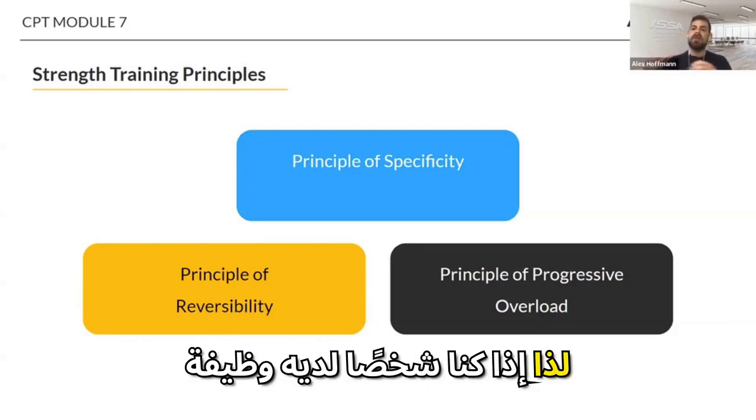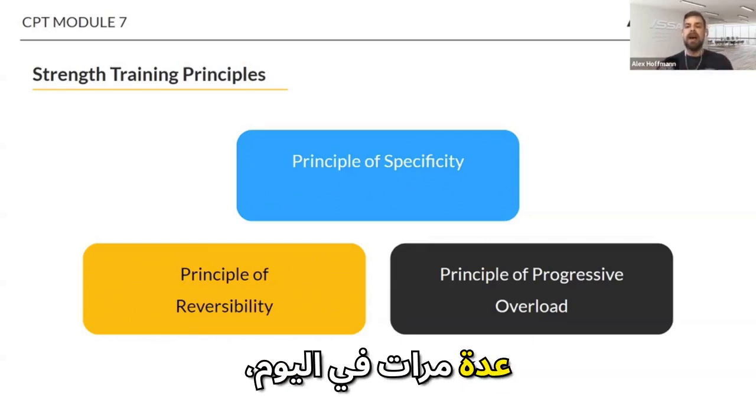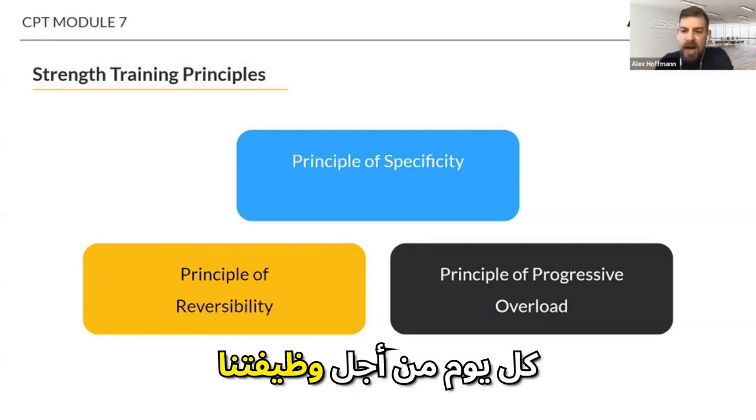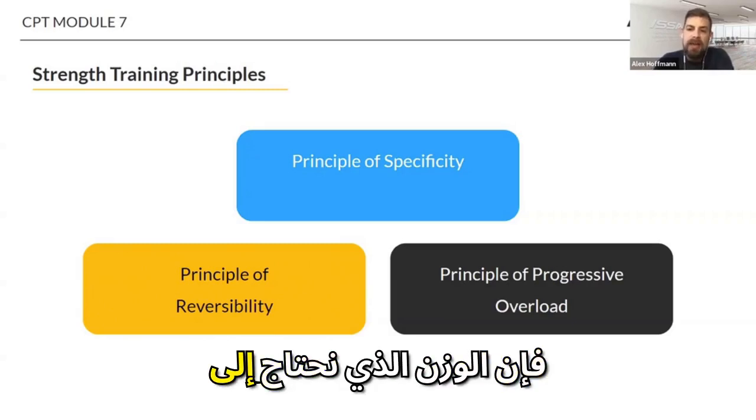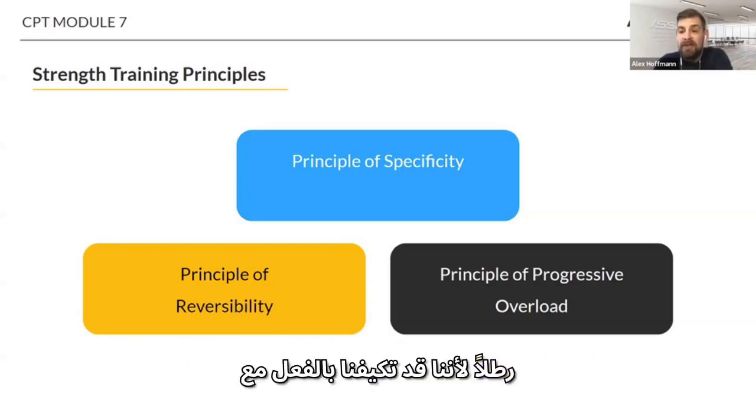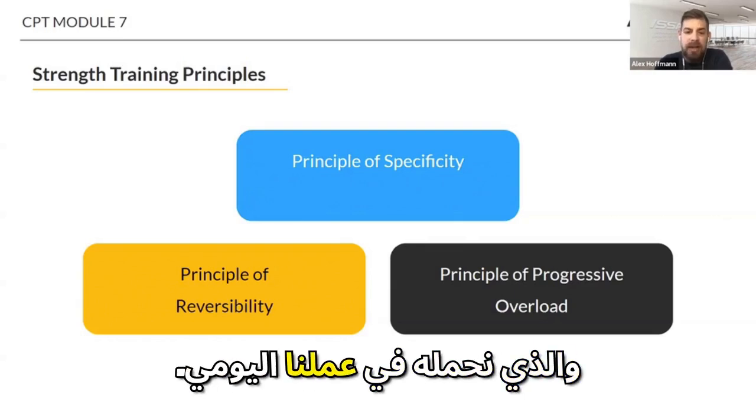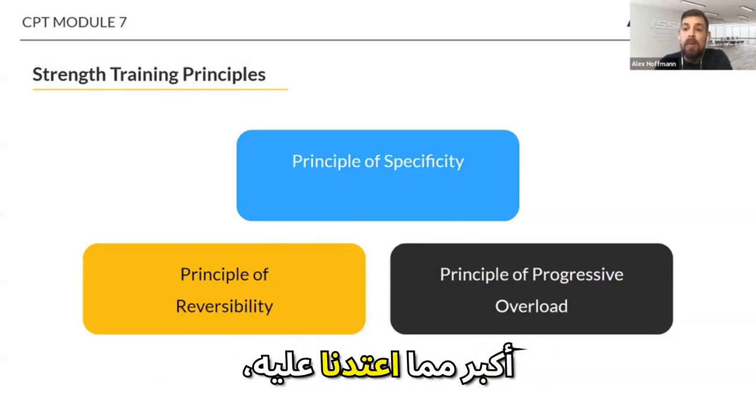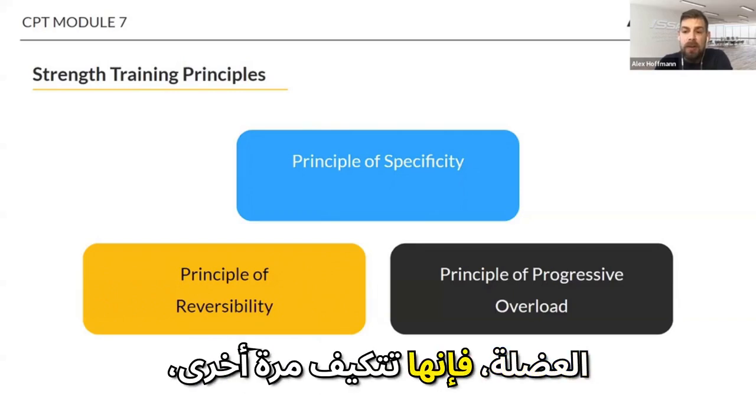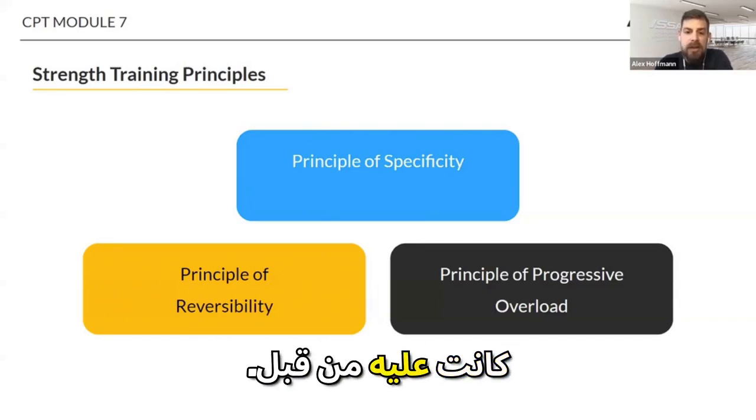So if we're someone who has a job and we're picking up a 50-pound box multiple times a day, every day for our job, and we want to improve our strength, when we go into the gym and we train, the weight that we need to use should be heavier than 50 pounds, because we've already adapted to that 50-pound weight at our everyday job. And so we need to overload our muscle to make sure that the stimulus is greater than what we're accustomed to, so that when we're repairing, that muscle adapts back stronger and healthier than it was before.